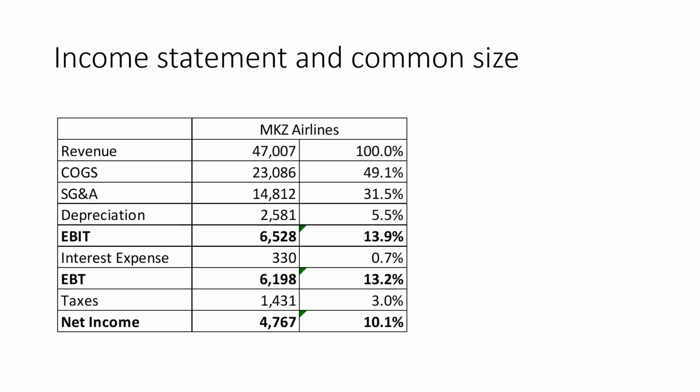We have MKZ Airlines. Remember, it was a larger one, and it has a much larger sales revenue, $47,000. And it has earnings before interest and taxes. So this is earnings before interest and taxes: revenue minus cost of goods sold minus selling, general and administrative expenses minus depreciation. Why are these three listed out separately? These three are listed out separately because cost of goods sold is directly attributable to the revenue that we make.